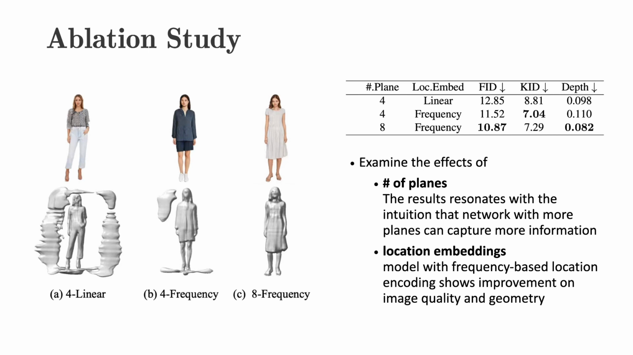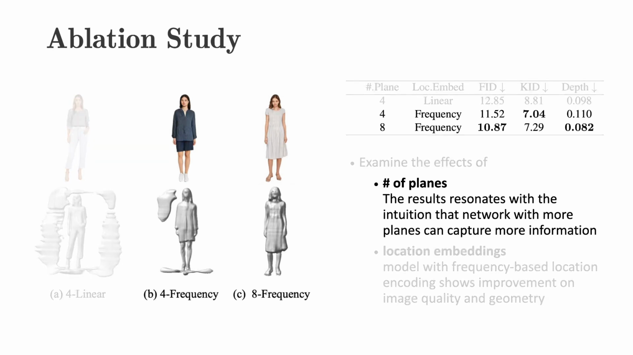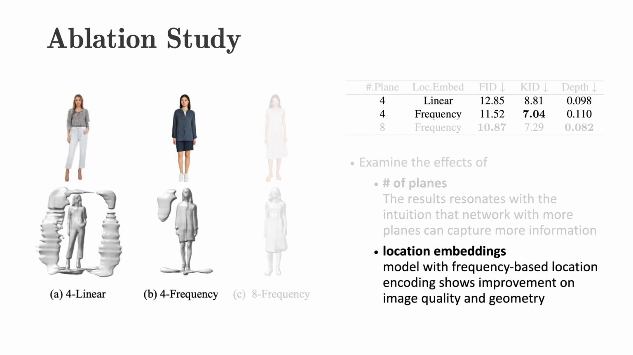In the ablation study, we examine the effects of the number of feature OrthoPlanes used and the type of location embeddings. When increasing the number of feature planes, the results resonate with the intuition that a network with more planes can capture more information. Also, the model with frequency-based location encoding shows improvement in image quality and geometry.